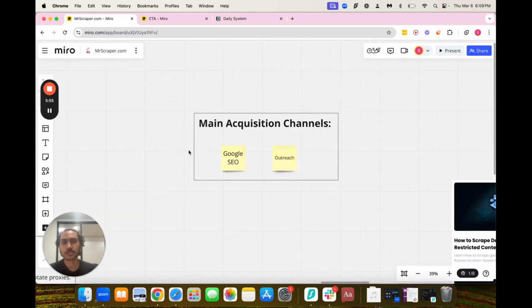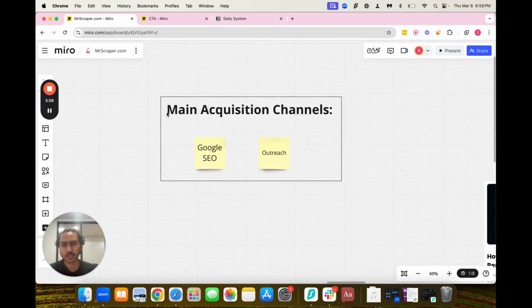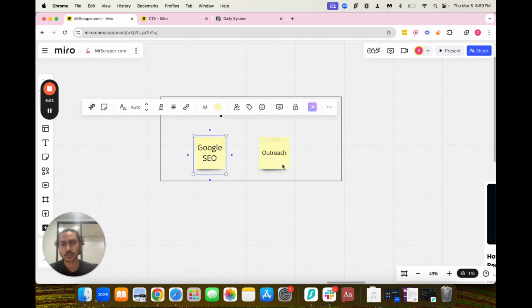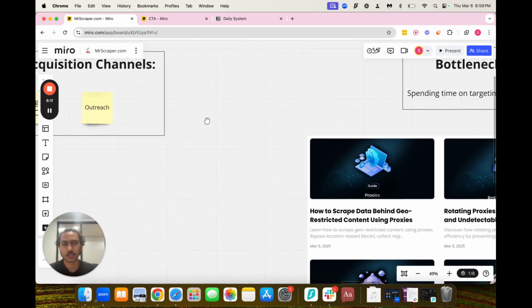Now here are the two main acquisition channels that MrScraper.com uses. Number one is Google SEO. Number two is outreach. Okay? These are their two main acquisition channels. They mentioned this themselves.